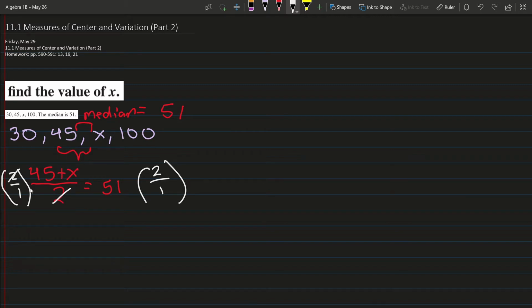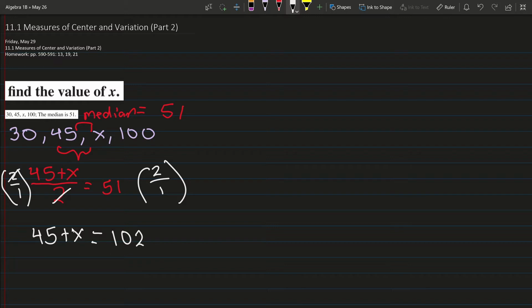2 divided by 2 is 1, so we're left with 45 plus x. Remember, do not distribute this 2 to 45 and x. When you have 2 divided by 2, it equals 1. And now we have 51 times 2 over 1, which is equal to 102.